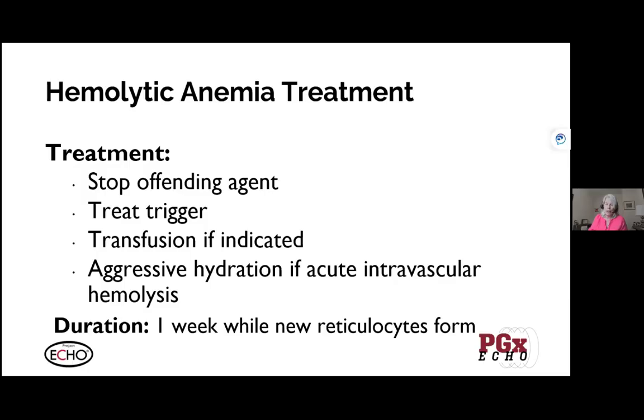The duration of the illness is about 1 week, and that is because new reticulocytes start forming right away. Those take about 5 days, and the new reticulocytes will have more G6PD than the ones that were killed off, the red blood cells that were killed off. So even if that ongoing stressor is there, usually you see an improvement in symptoms within about a week.